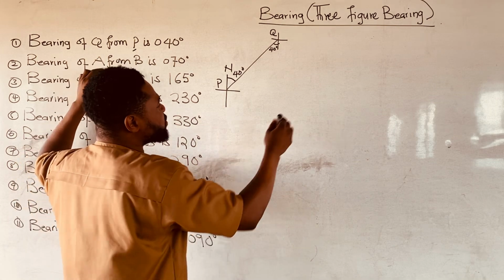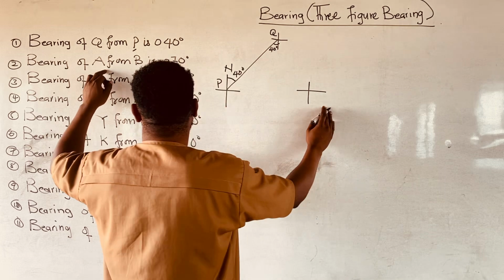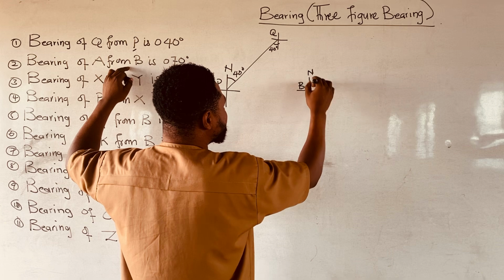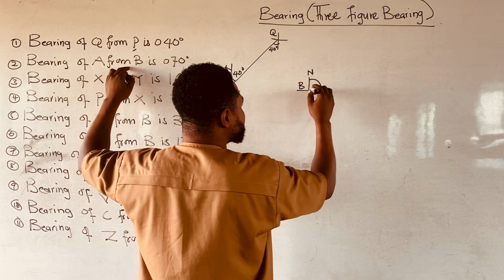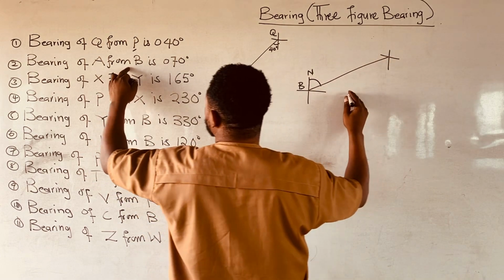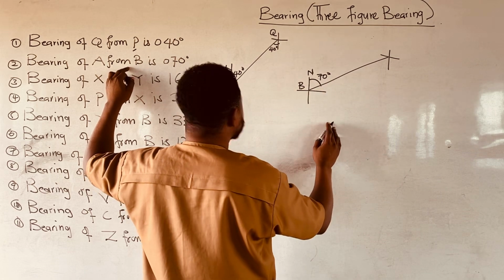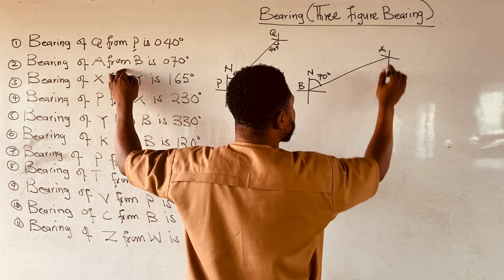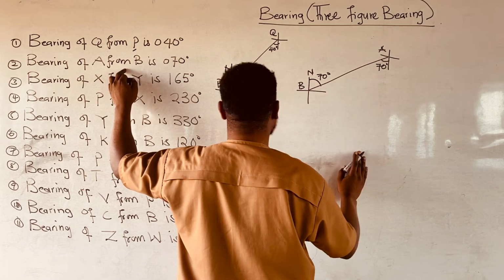All right, let us also look at another bearing here, how we can take a bearing of 70 from B, all right? The 70 must be closer to the x-axis. So we take our bearing as we can see here, all right? And this is 70 degrees, all right, from B to A. So we have our A here. So the angle here will be 70 degrees.